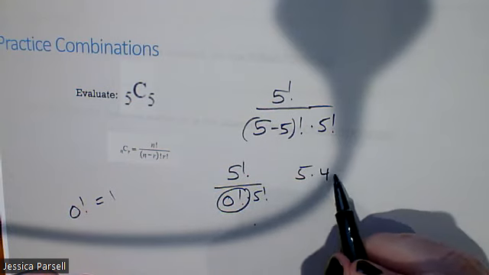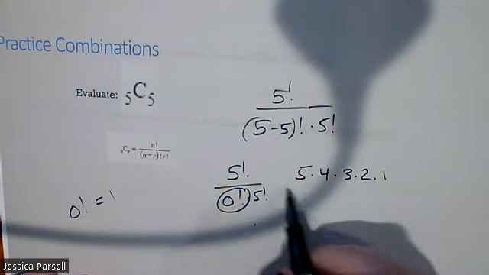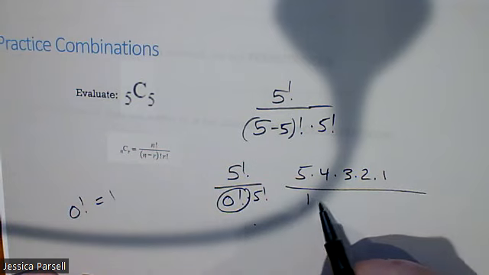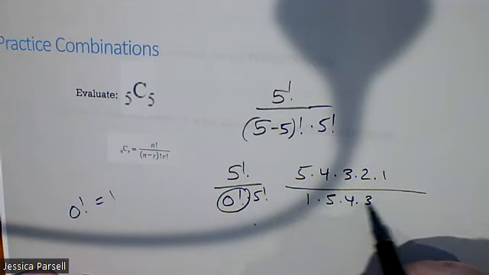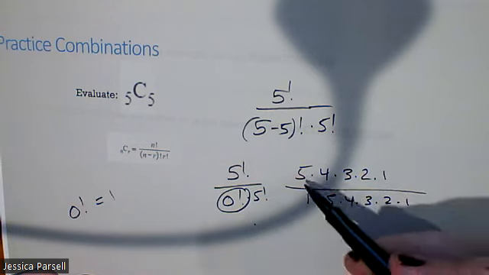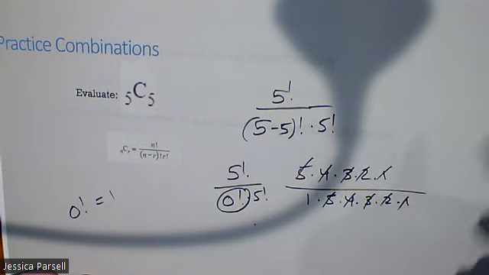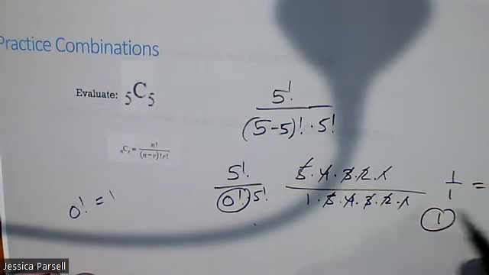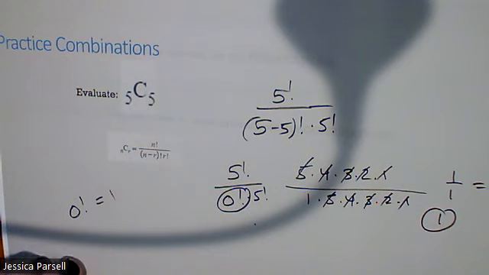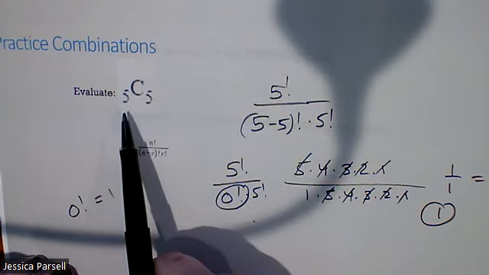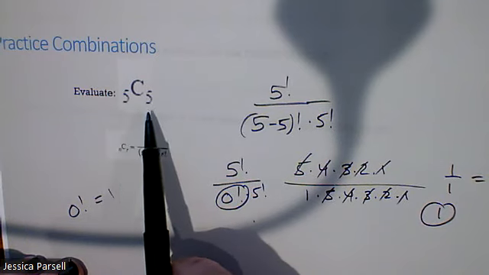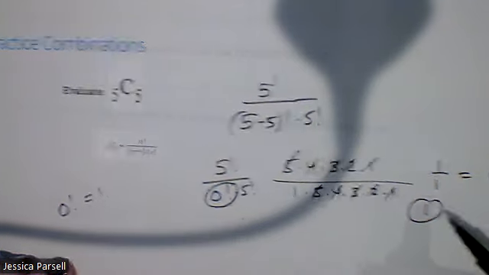So you're really looking at 5 times 4 times 3 times 2 times 1 over 1 times 5 times 4 times 3 times 2 times 1. And you can kind of see what's going to happen here if you already did this. We're just going to end up with 1 over 1, which is really just 1. So we can only do that one way. We have 5 objects and we're going to choose them 5 at a time, and there's really only one way to do that.